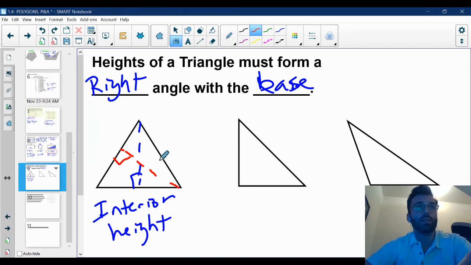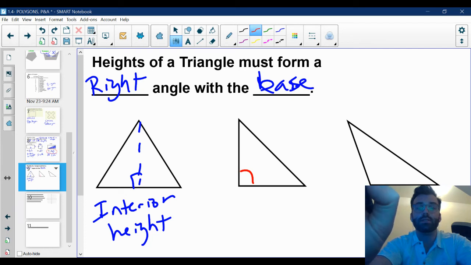Can triangles have multiple heights? Technically, yes, but I would say that they're probably going to be the same. Now, this is just a triangle where this is the height and this is the base. There's no special name for this type of height. It's just a side. Here, this is going to be an example of an exterior height.